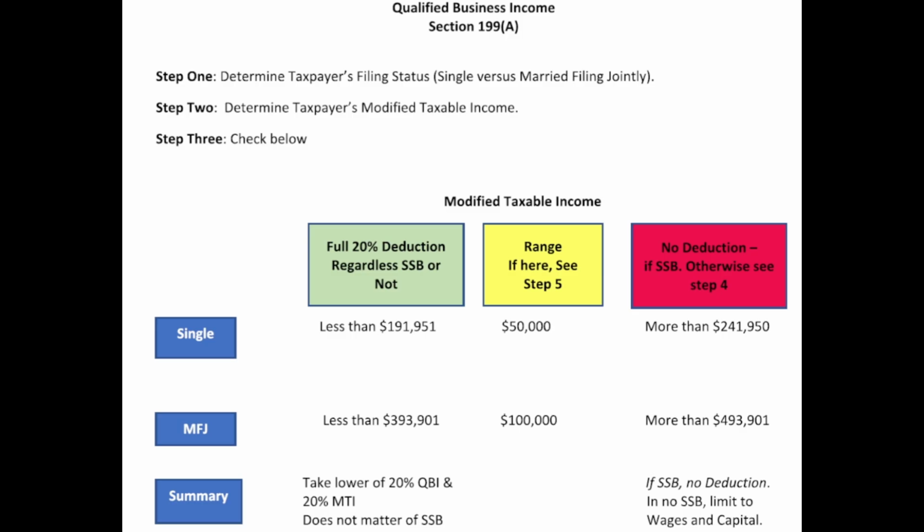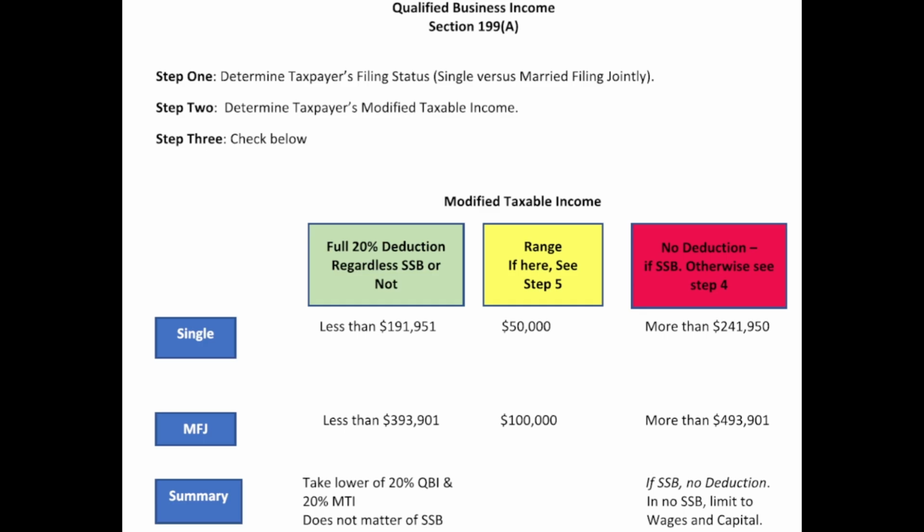And then if we're looking at married filing jointly, the single was $241,950. We're doubling that to $483,900. And then you can see within the yellow part, the range, it went from $50,000 to $100,000. So we double everything from single to married filing jointly. That is the way this actually works.